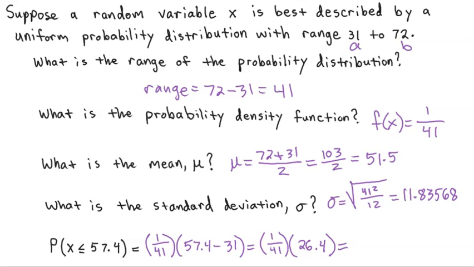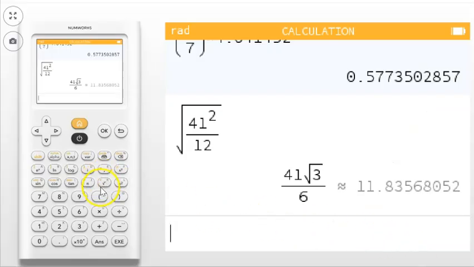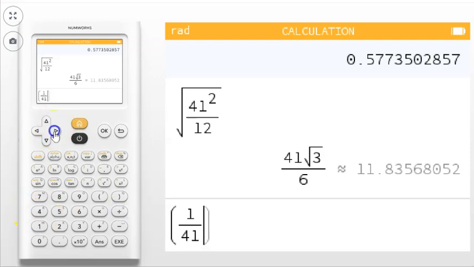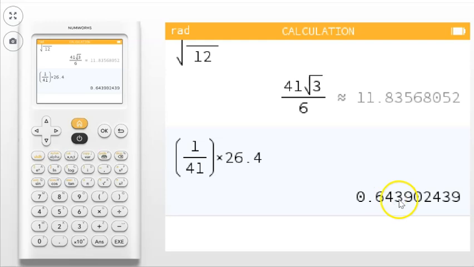And now we're going to go over to the calculator and do 1 over 41 and 26.4. So 1 divided by 41 times 26.4. And that gives us 0.644. We're going to stop. Actually, let's go out to 6. 0.643902.